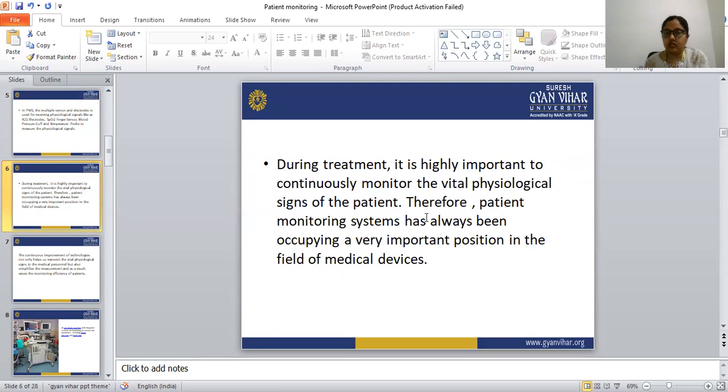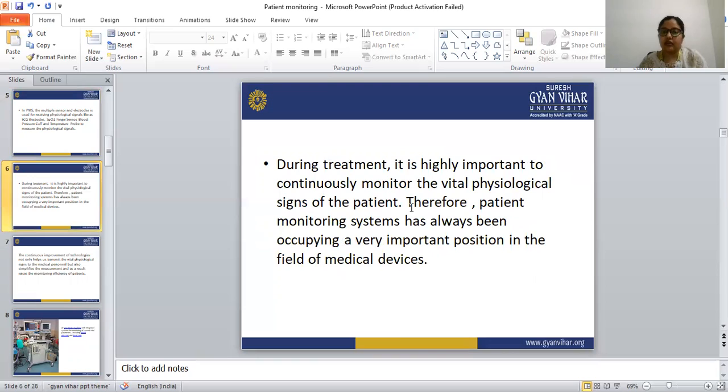Therefore, the patient monitoring system has always been occupying a very important position in the field of medical devices. During the treatment, the physiological signs of the patient should be monitored, and because of that, the patient monitoring system has always occupied a very important position in the field of medical devices.